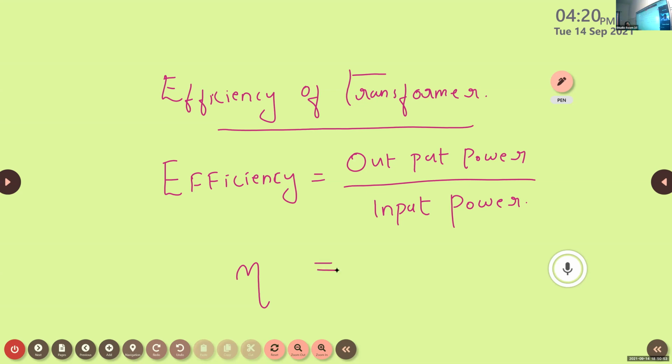Students, what is the general expression for calculating the power? How are we calculating power? P is equal to VI. Very good. But here we want to calculate the output power. From where do we derive the output power? Is it from the primary coil or from the secondary coil? Secondary. From where do we derive the output power?